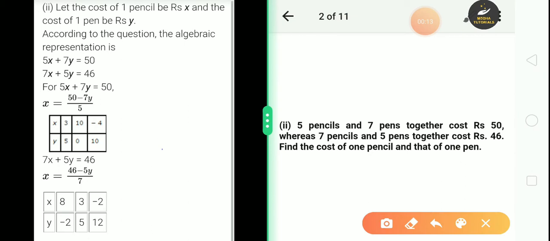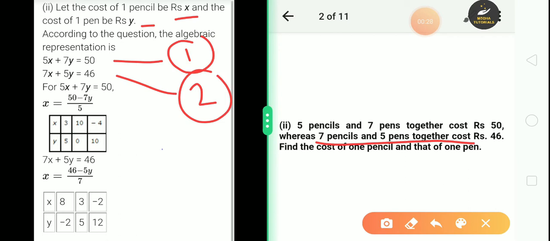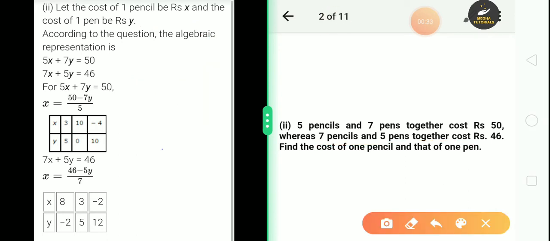Okay, so let's start. Let us assume the cost of one pencil is rupees x and the cost of one pen is rupees y. So from the first condition we can say that 5x plus 7y is equal to 50, that is equation 1, and from the second condition we can write 7x plus 5y is equal to 46, that is equation 2. In this question the equations are very easy. Okay, so let's move on to find the coordinates.